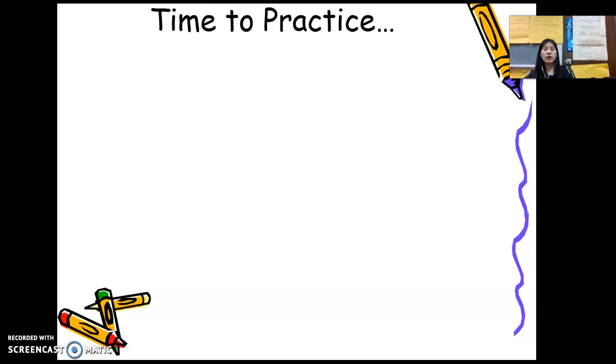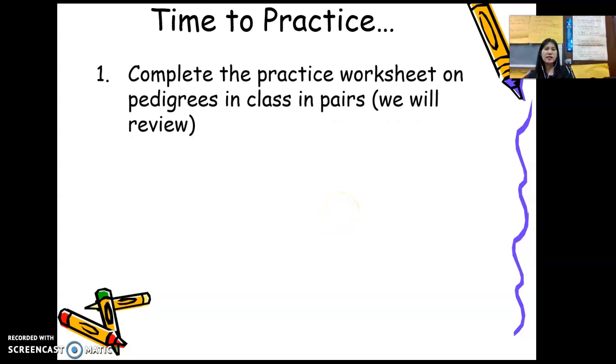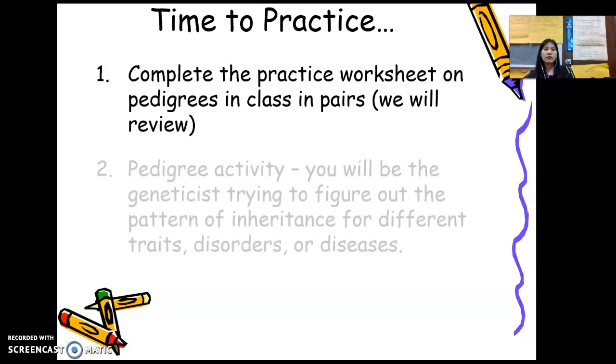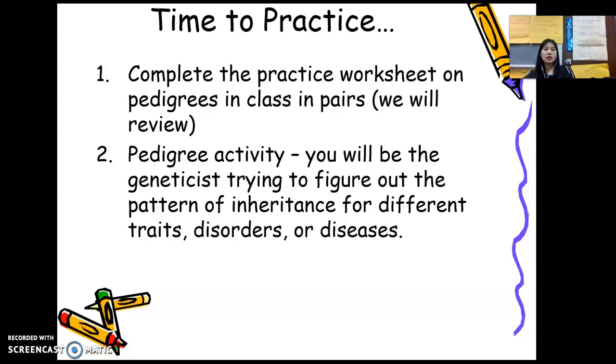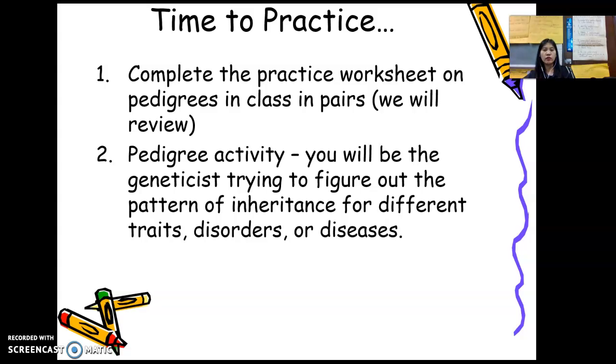Those are examples. I hope you have understood and interpreted those pedigree charts. Now let's practice. Okay? You are the geneticist and you're trying to figure out the pattern of inheritance for different traits, disorders, or diseases. So I will give you that worksheet later on.